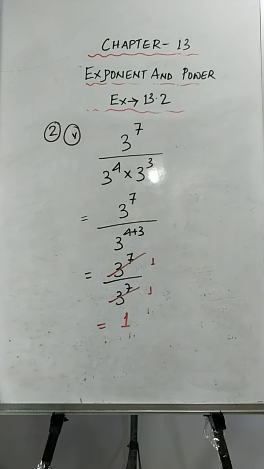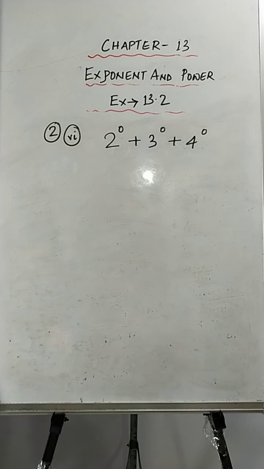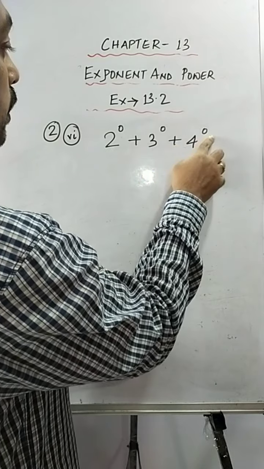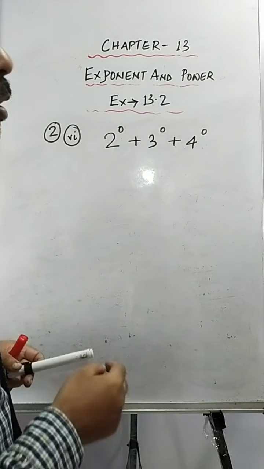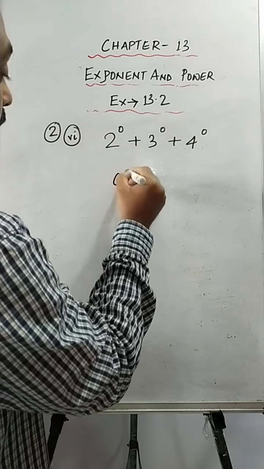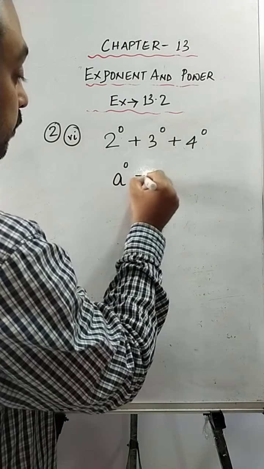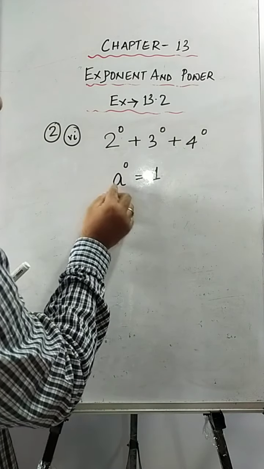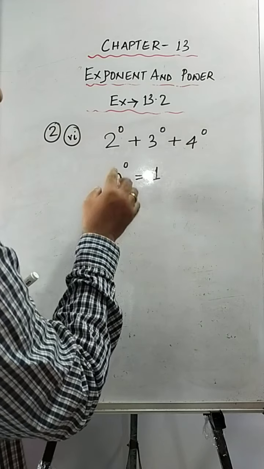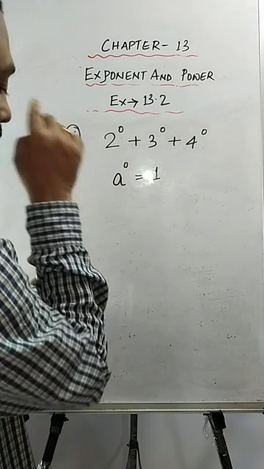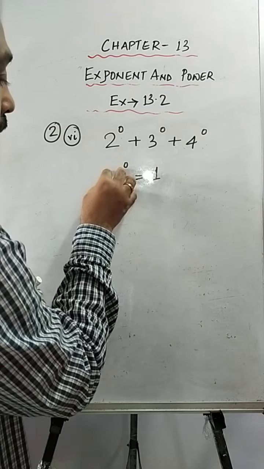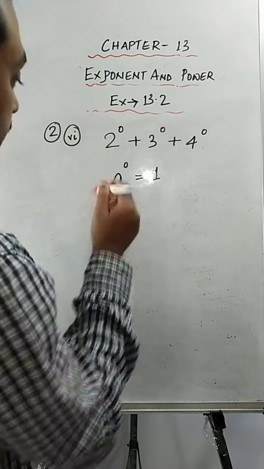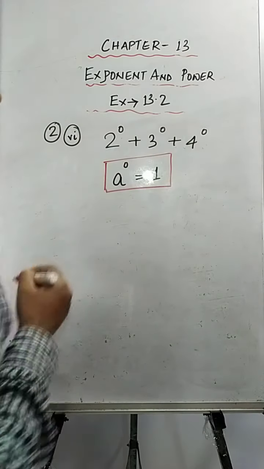Okay students, now let's move on to sum number 6. Sum number 6 is 2 to the power 0 plus 3 to the power 0 plus 4 to the power 0. Now there is one more very important law for exponents, that is, if any base is carrying 0 as a power, the value would always be 1. Always remember this. The base could be in any form, minus form, fractional form, decimal form. But any base which is carrying 0 as an exponent, the answer would be 1. Always 1. This is a very, very important law of exponents.